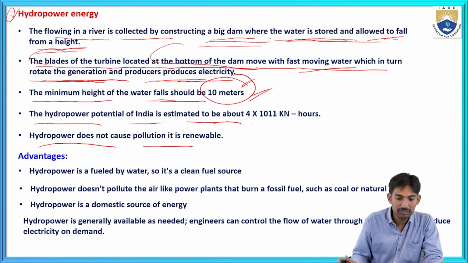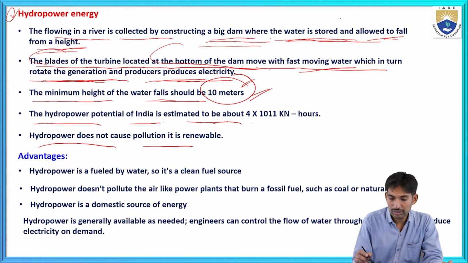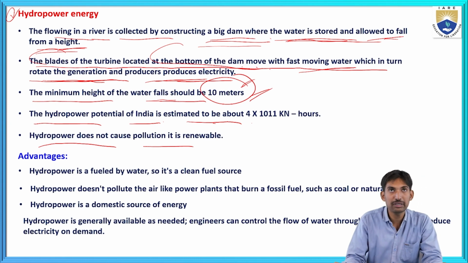The water flowing in a river is collected by constructing a big dam. By constructing a big dam, you have to store the water. Then the stored water is allowed to fall from the highest position onto the blades of the turbine.